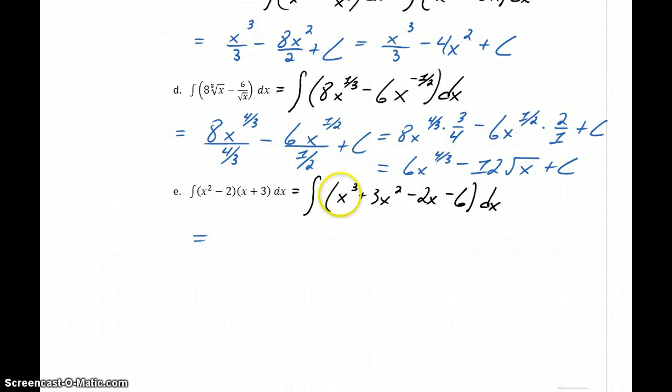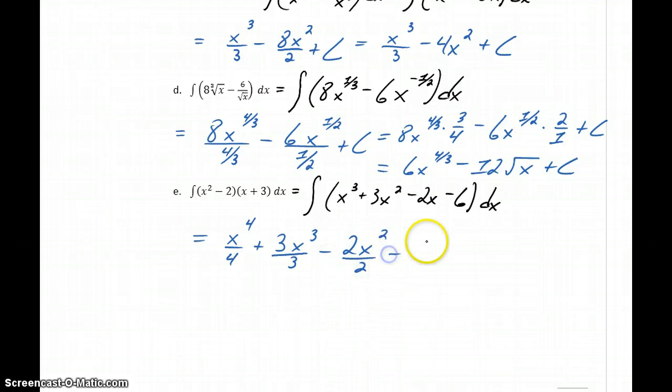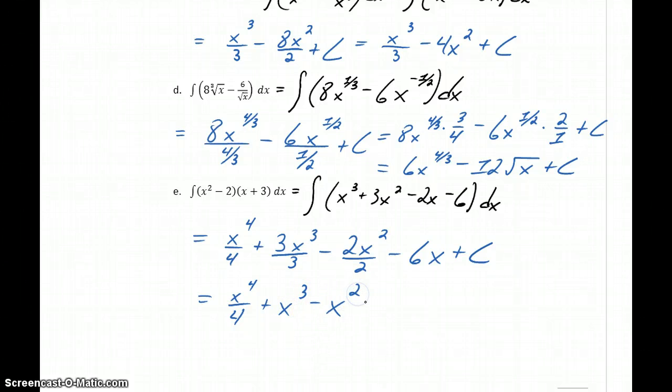And now we can integrate term by term, since these are all being added and subtracted from each other, to get x to the 4th over 4 plus 3x cubed over 3 minus 2x squared over 2 minus the integral of any constant is just that constant times x, plus, again, this constant c, that unknown value. So reducing and simplifying here, this will give us x to the 4th over 4 plus x cubed minus x squared minus 6x plus c.